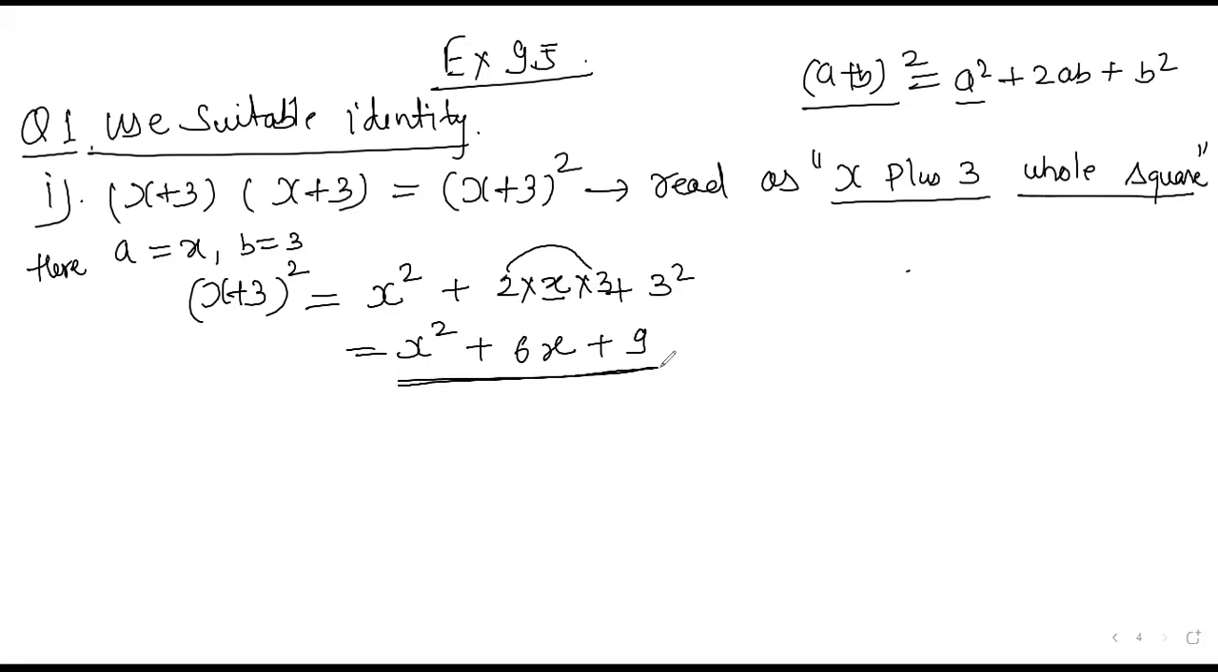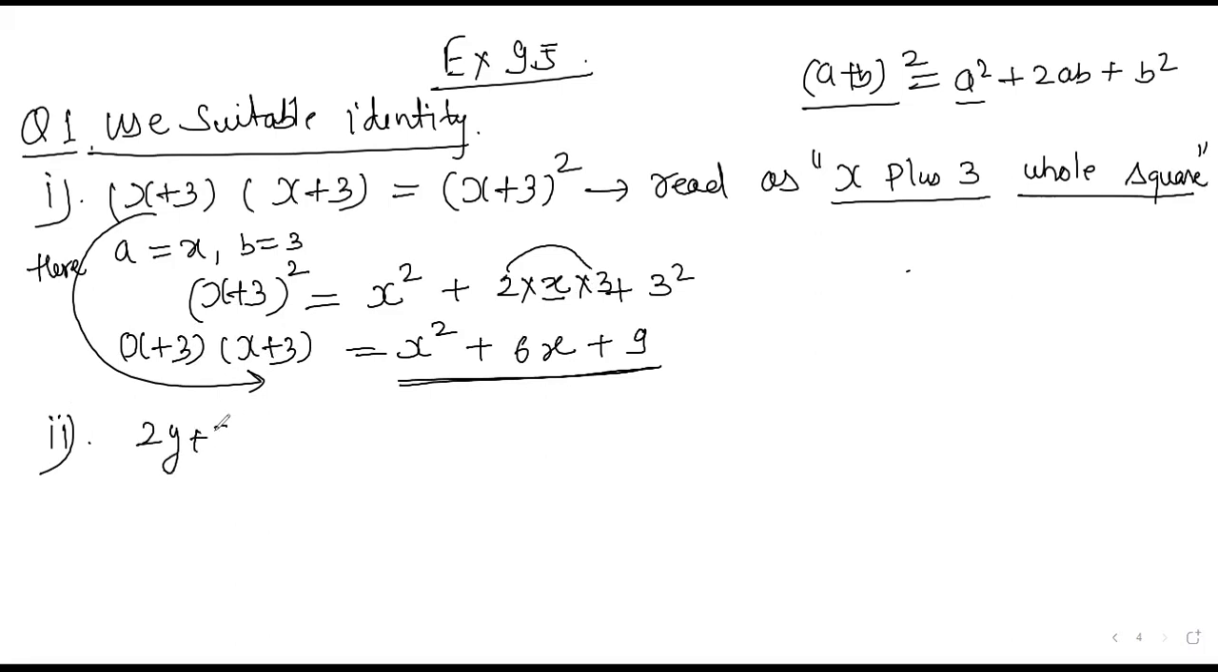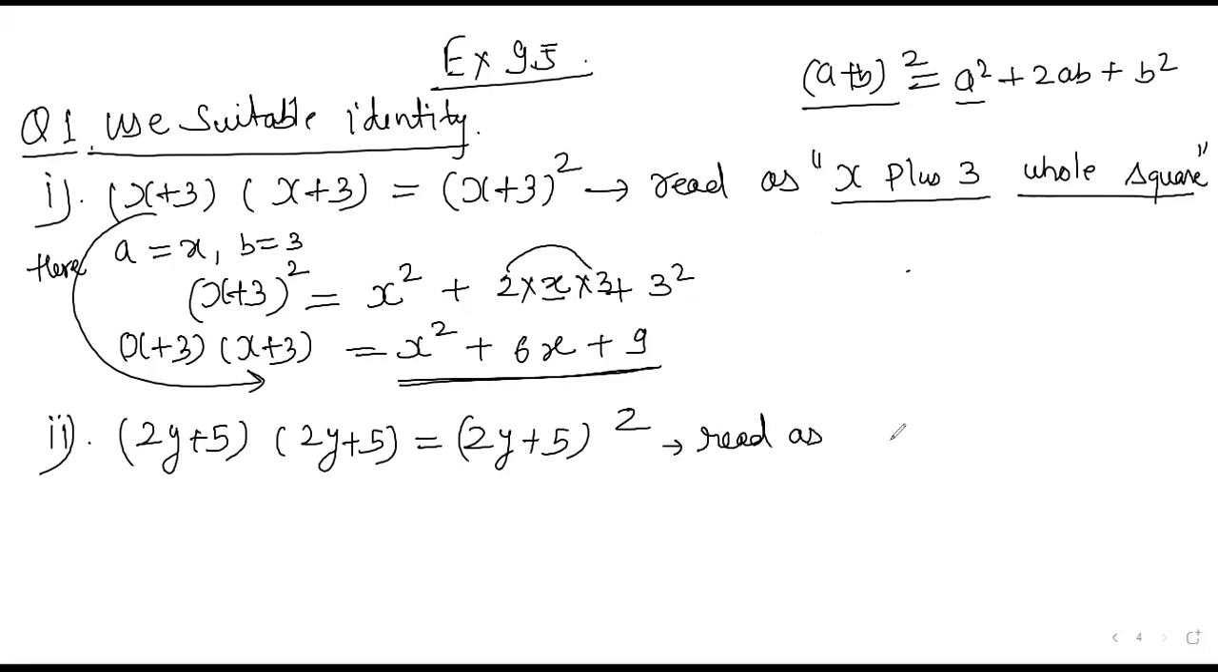Now this is the identity, or you can say this is the product of x plus 3 into x plus 3 simply. Okay, second part, if I am talking about, that is written 2y plus 5 and 2y plus 5. So simply you can say that this is 2y plus 5 whole square, right class? Okay, so it is read as 2y plus 5 whole square.